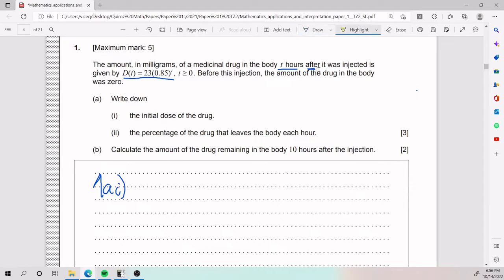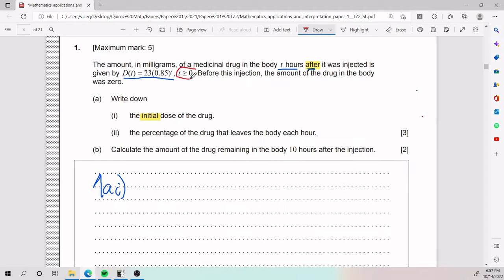Now, there's a couple of keywords going around here. First of all, for T hours, it's after it was injected. See? And the keyword for part 1, part A, part i is initial dose of the drug. So initial makes us think of the beginning, right? And so the initial dose of the drug is going to be as early as we can in our function. How is the earliest we can go in our function?